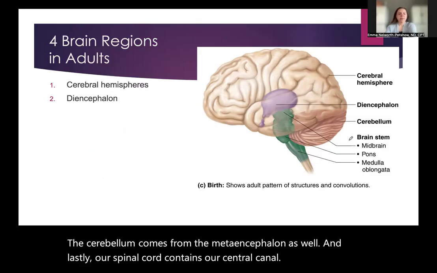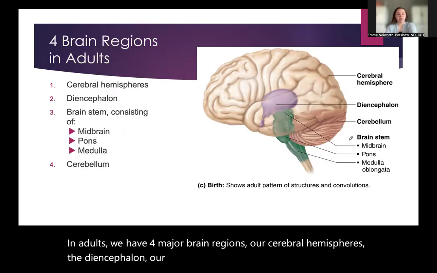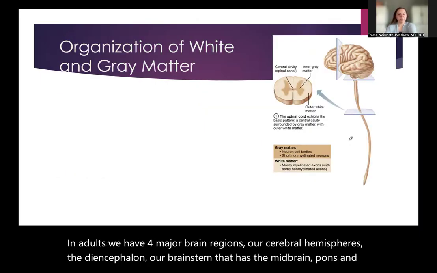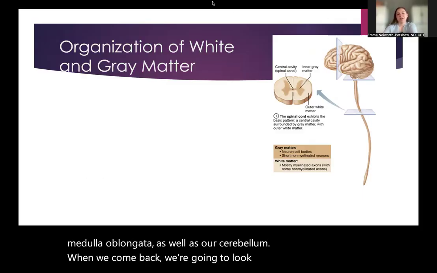In adults, we have four major brain regions: our cerebral hemispheres, the diencephalon, our brainstem that has the midbrain, pons, and medulla oblongata, as well as our cerebellum. When we come back, we're going to look at how we organize our white and gray matter of the brain and the spinal cord.